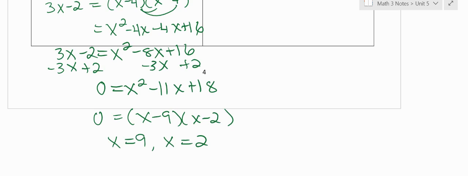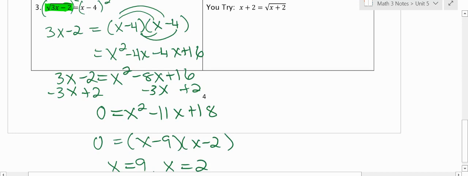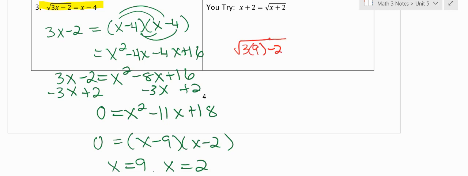And now we're going to go ahead and check that it works in the original problem. So again, my original problem is the square root of 3 times 9 minus 2. And does that equal the same as 9 minus 4? And so on one side we get 5. On the other side we're going to get a 5. So that first solution checks out.